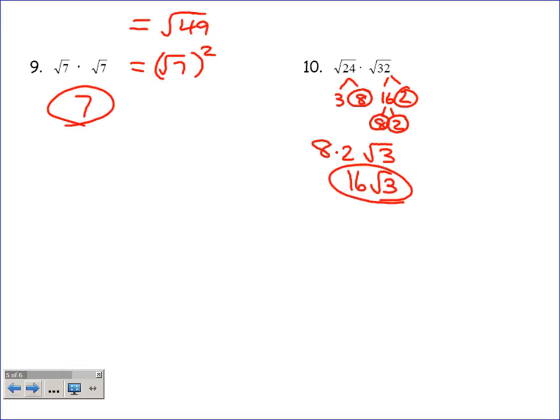Or what you can do is you can actually multiply them together first. Okay? So what's 24 times 32? What is that number? Okay, 768. So we can start off with 768. What would be two numbers that make 768? Well, two numbers I would pick would be like 24 and 32.